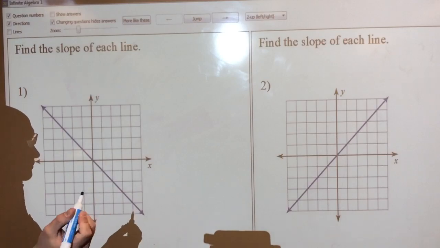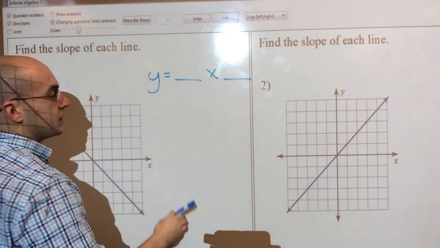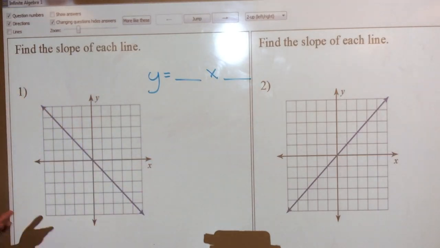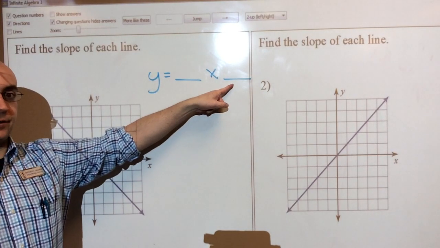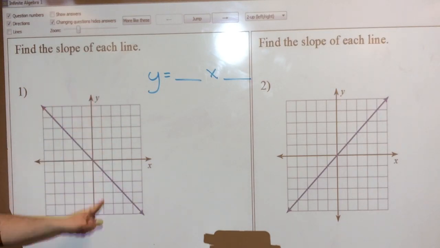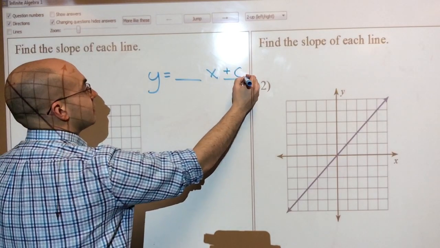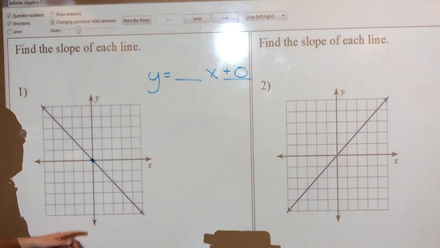So remember what we do, we go y equals blank x blank. I'm trying to fill in my two blanks. The easiest one to fill in first is the y-intercept. For this one, where does the graph cross the y-axis? Right here, it crosses at 0. So I can put a plus 0 here just as a placeholder for now.